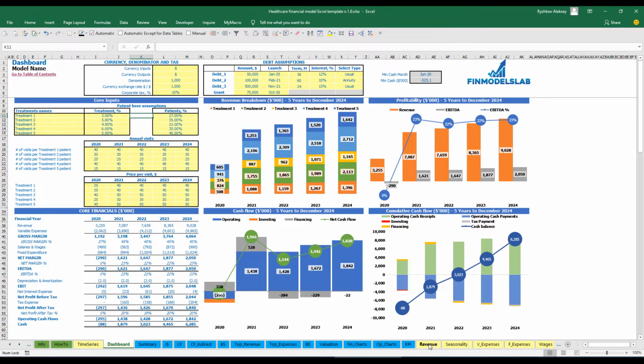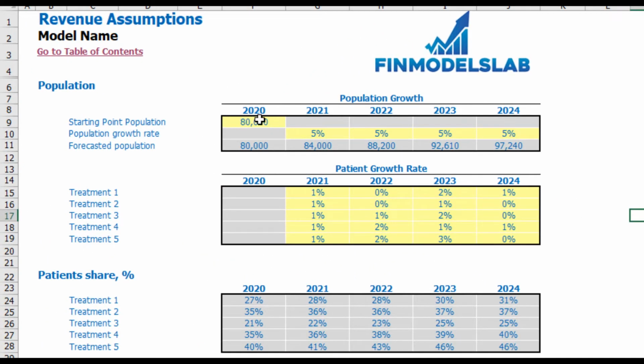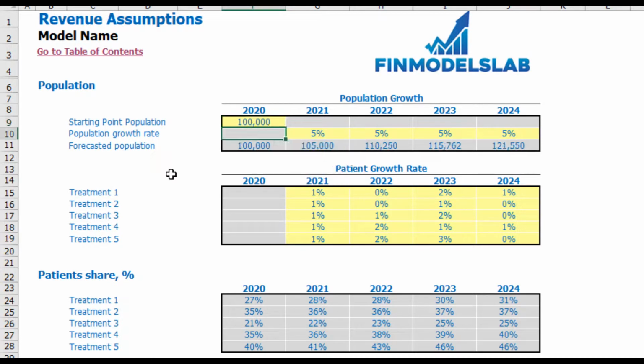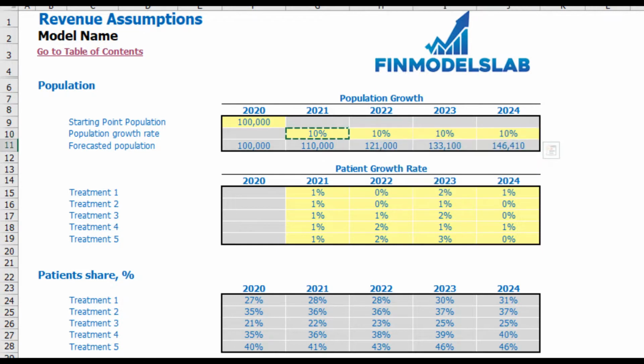Let's start setup of the model from the revenue sheet, where we can set the starting point of population, for example 100,000 people in your region, and population growth rate year over year. For example, let's say it will be 10%. So in the year 2024, based on this calculation, you will have 146,000 of population.